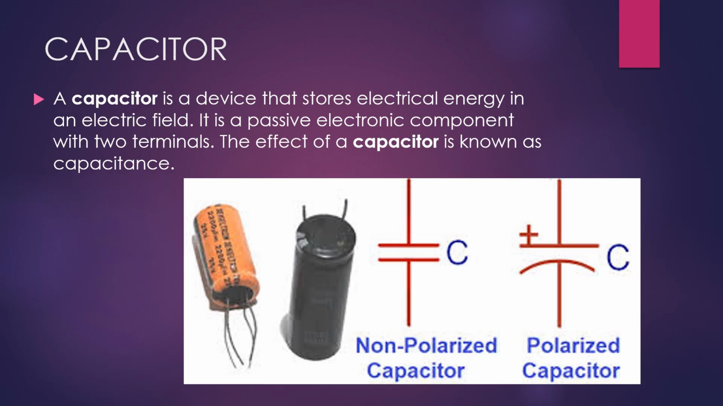And we have two types of capacitors. We have a non-polarized capacitor and we have a polarized capacitor. A polarized capacitor has a positive and a negative side, and a non-polarized capacitor doesn't have a positive and a negative side. You can connect it anyhow.